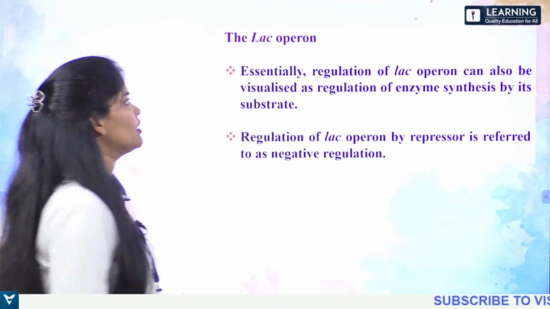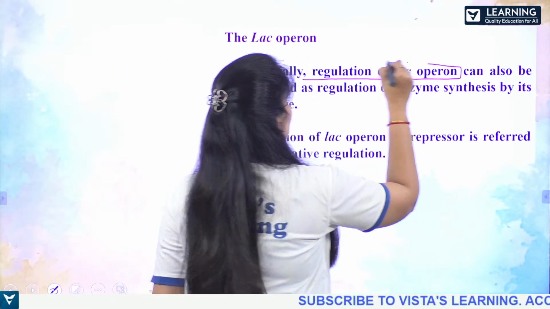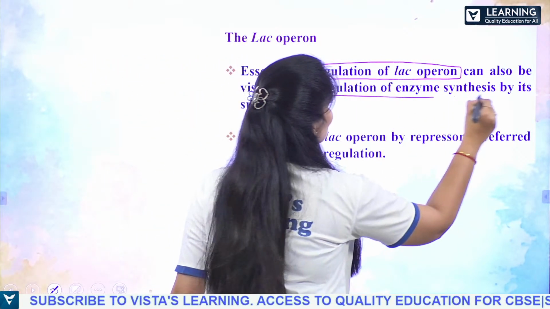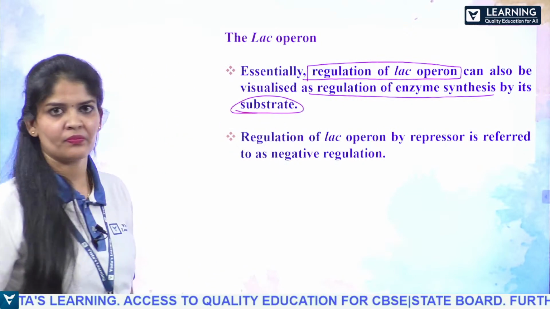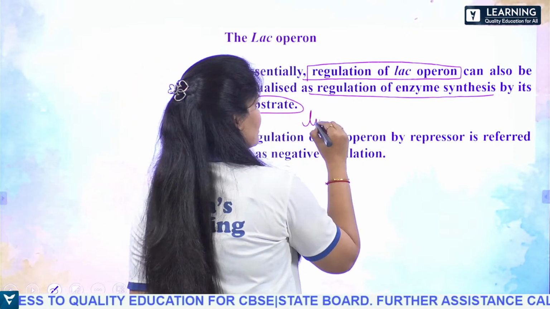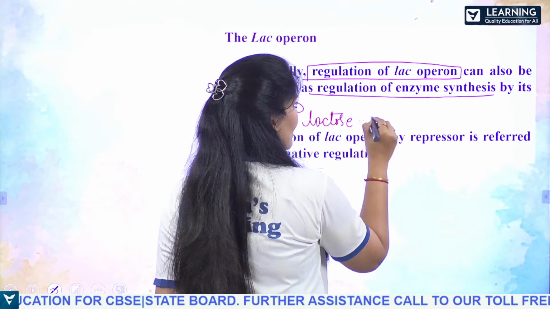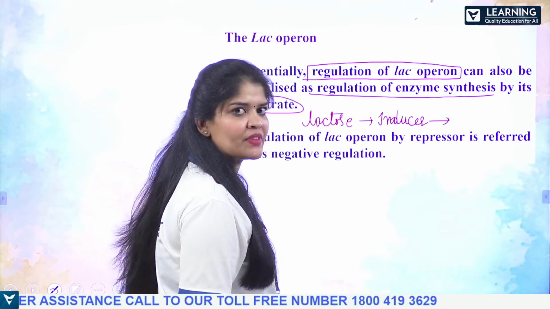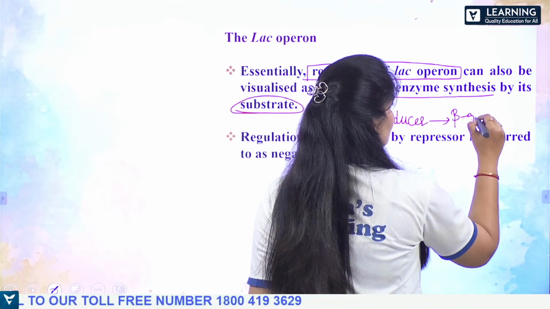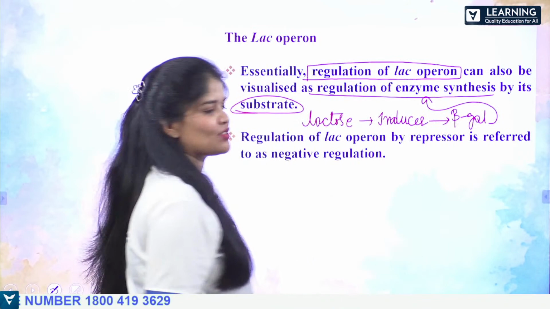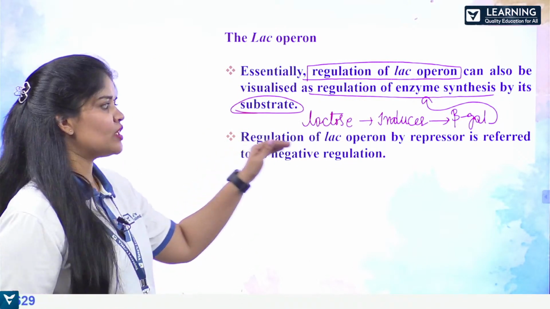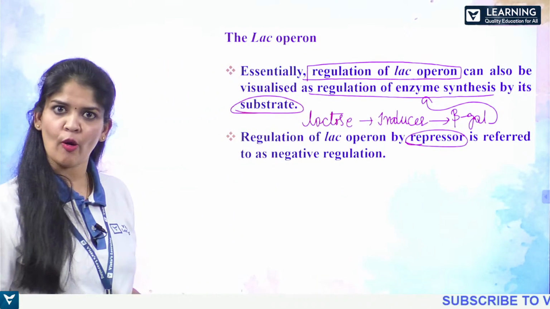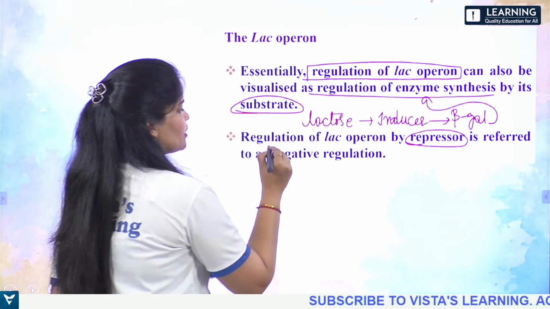So essentially, regulation of the lac operon can also be visualized as regulation of enzyme synthesis by its substrate. Here the substrate is lactose. Lactose is acting as an inducer for the synthesis of its enzyme, and that enzyme is beta galactosidase. Simple. So regulation of the lac operon by the repressor, which binds to the operator, is referred to as negative regulation.